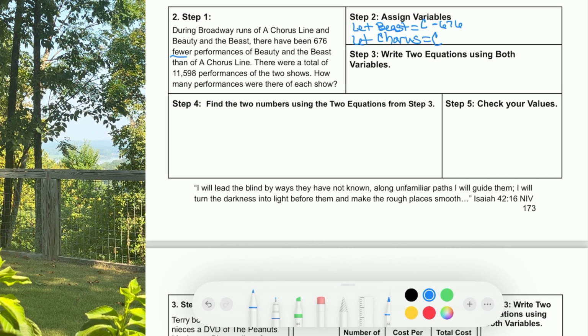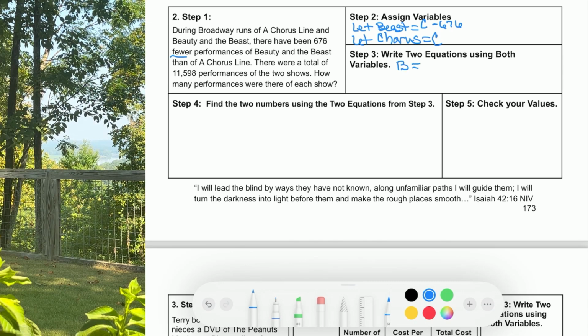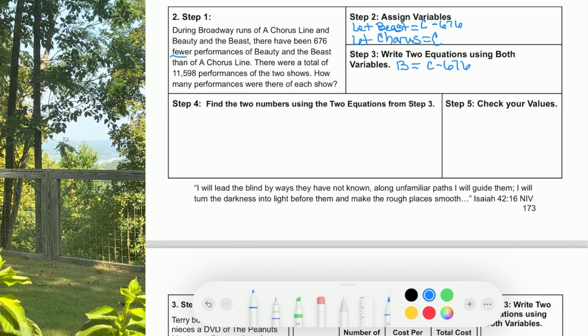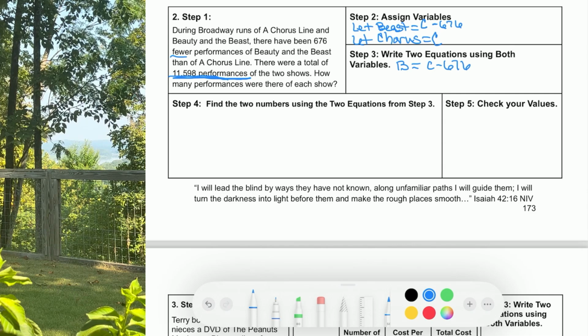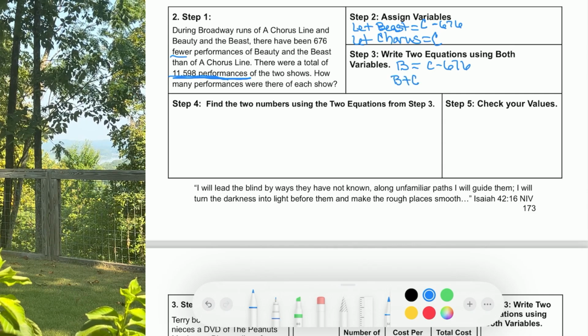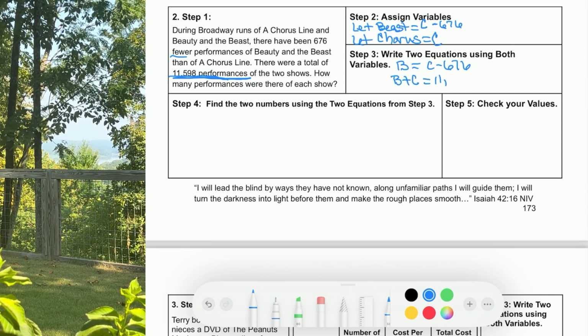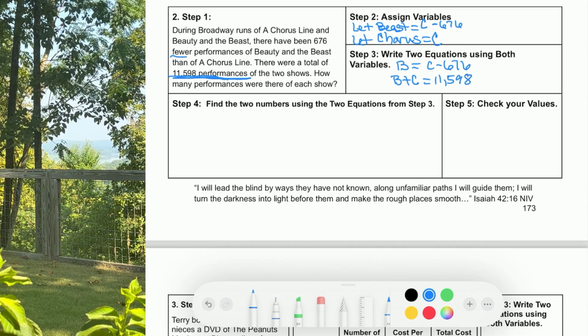Now I need to figure out what my two equations are going to be from this. I know that Beast, so B equals C minus 676. That's my first equation. My second one is adding the two shows together to get the total number of performances that they give us here. So I'm going to say B plus C equals 11,598. So now I have my two equations.